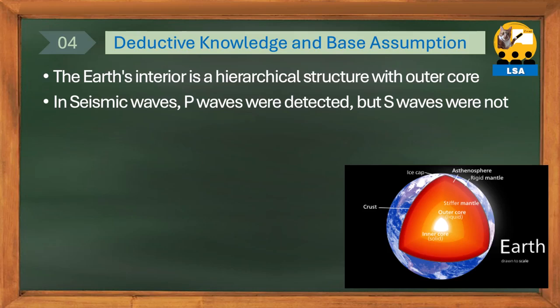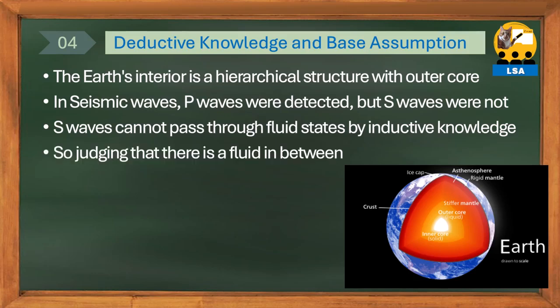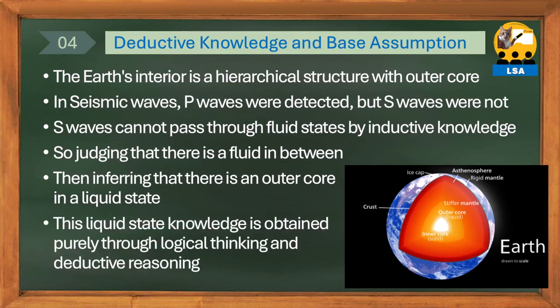For this judgment, we apply the inductive knowledge that S waves cannot pass through if the physical state of the material is fluid. That is, if there is a fluid in between, S waves cannot pass, therefore we judge that there was a fluid in between. And based on this judgment, we infer that there is an outer core in a liquid state inside the Earth. Please understand that the knowledge of the liquid state was obtained purely through logical thinking and deductive reasoning.